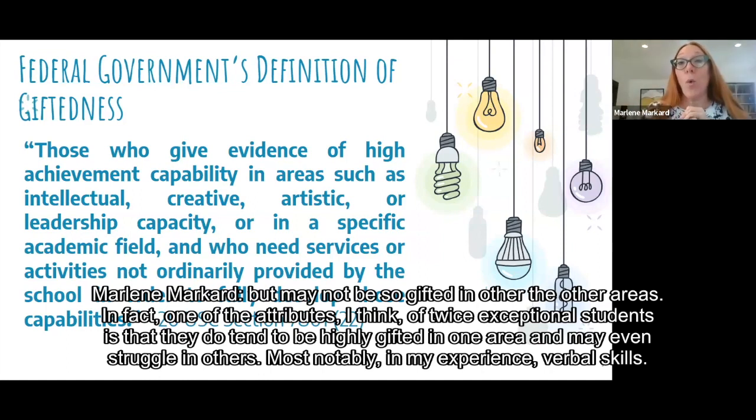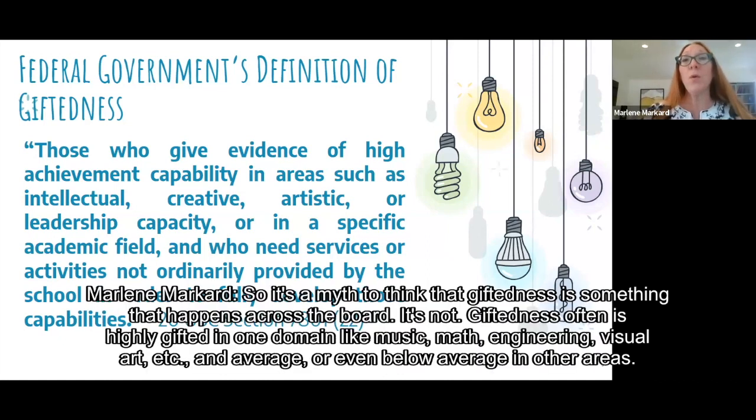In fact, one of the attributes, I think, of twice exceptional students is that they do tend to be highly gifted in one area and may even struggle in others. Most notably, in my experience, verbal skills. So it's a myth to think that giftedness is something that happens across the board. It's not. Giftedness often is highly gifted in one domain, like music, math, engineering, visual art, etc., and average or even below average in other areas.